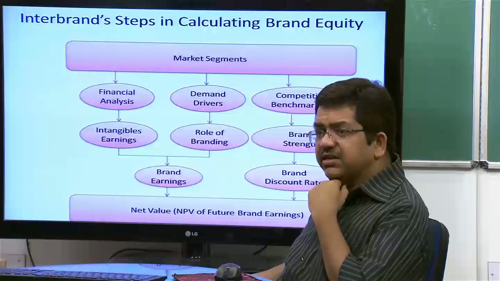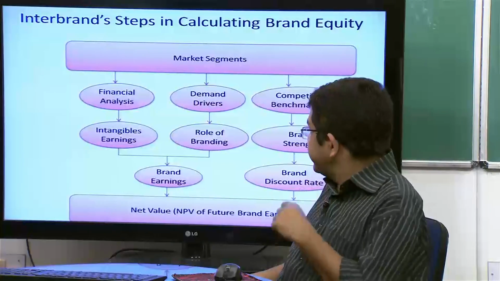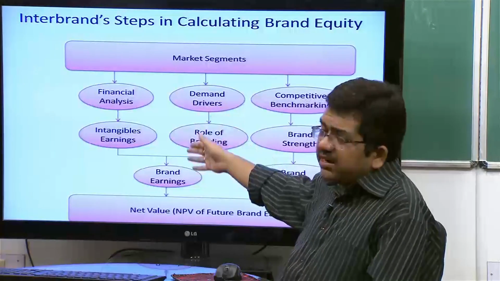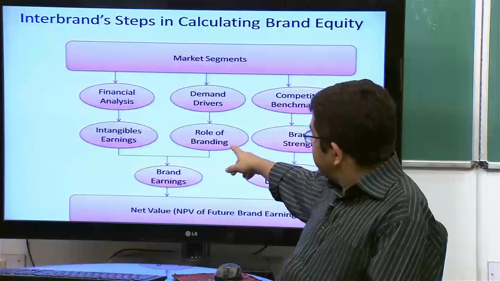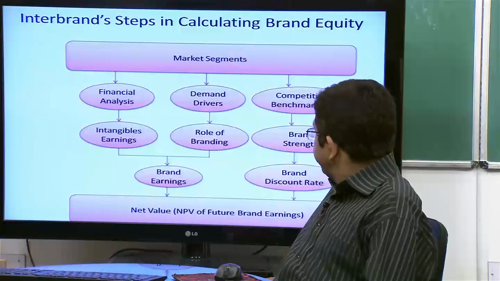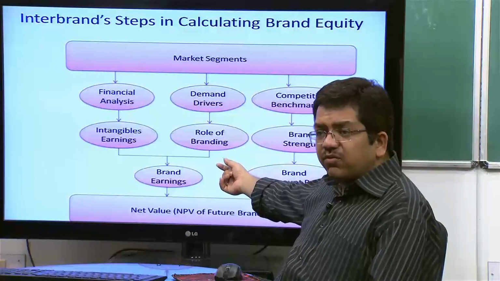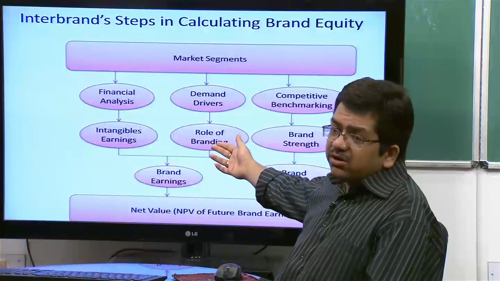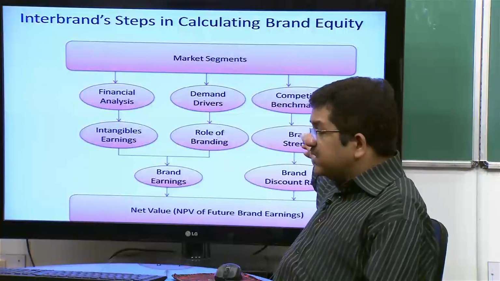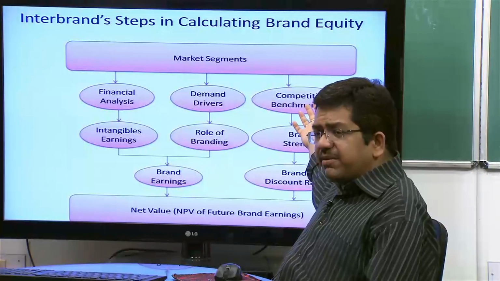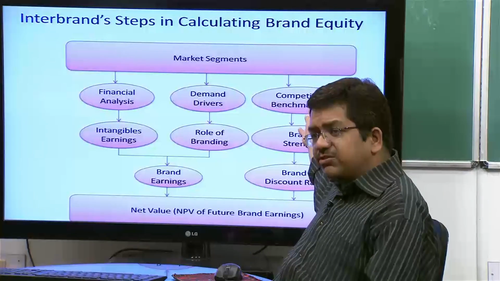So, in the Interbrand steps in calculating the brand equity, the first thing that is done is that the market is segmented. Within each segment of the market you do a financial analysis, that is, what are the earnings from the brand, and then you also look into the demand drivers that help you in understanding the role of branding. So, this helps you in calculating the brand earnings, that is, the future cash value of the brand. On the other side, you do the competitive benchmarking of your brand with respect to the other brands, and you find out the brand strength from that benchmarking exercise.